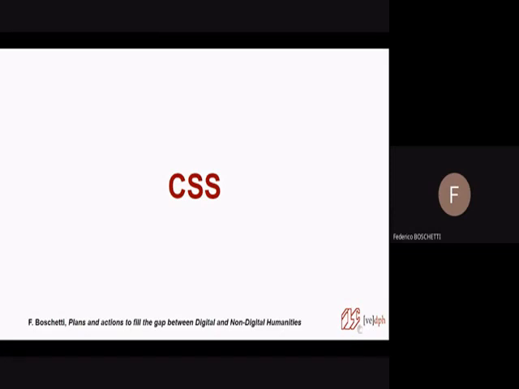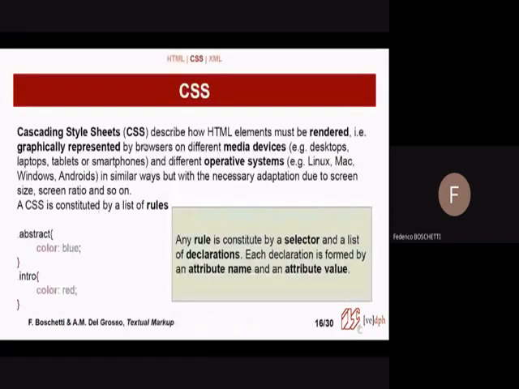So cascading style sheets describe how HTML elements must be rendered. It means how they must be graphically represented by browsers on different media devices. For example, desktops, laptops, tablets, smartphones, and different operating systems, Linux, Mac, Windows, Android, in similar ways, but with the necessary adaptation due to screen size, screen ratio, and so on.